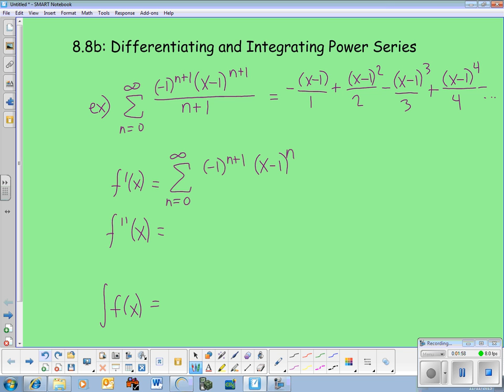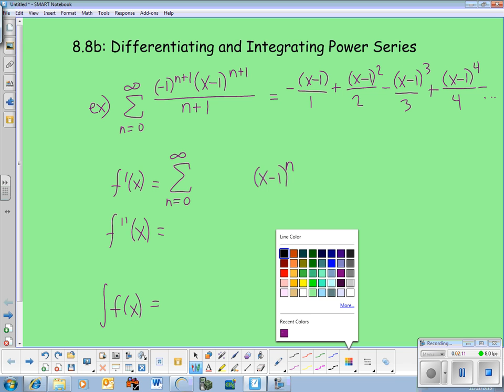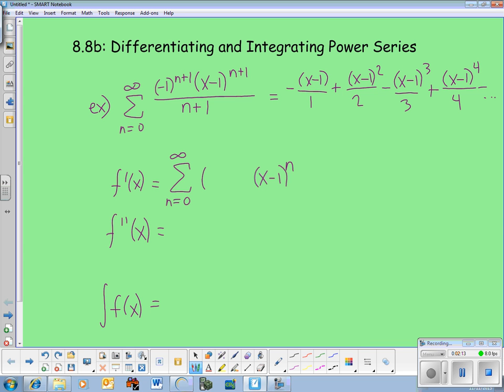It should be all on top. I don't have a numerator and denominator anymore. I canceled. So let's make that negative 1 to the n plus 1 here.